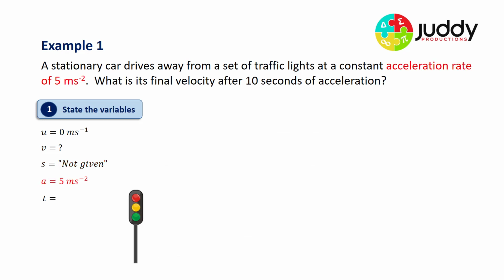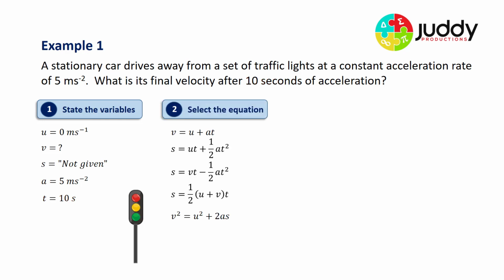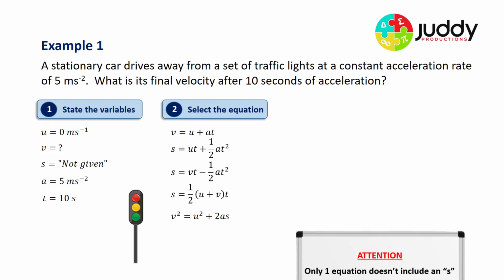A, the acceleration, is 5 meters per second. And T, the time, is 10 seconds. So there's our variables. Let's now select the equation. We've got 5 different options. Which equation are we going to use based on the variables we have?